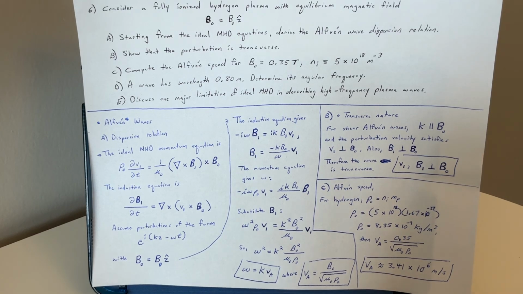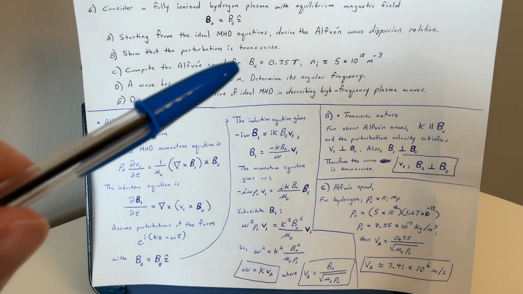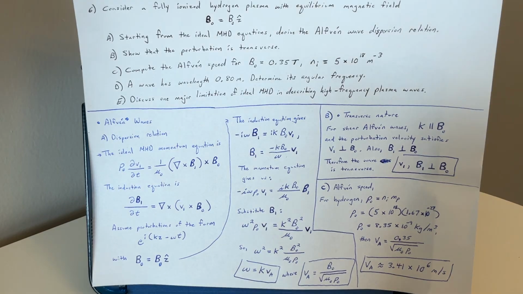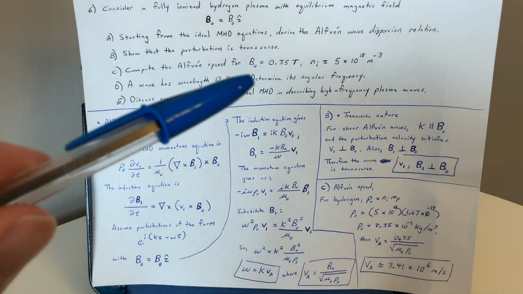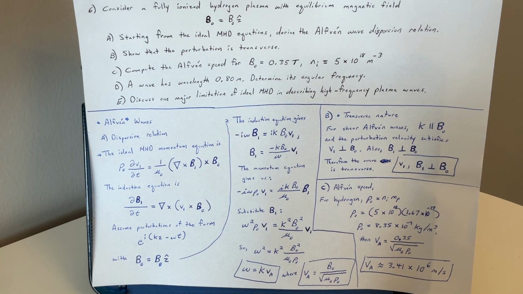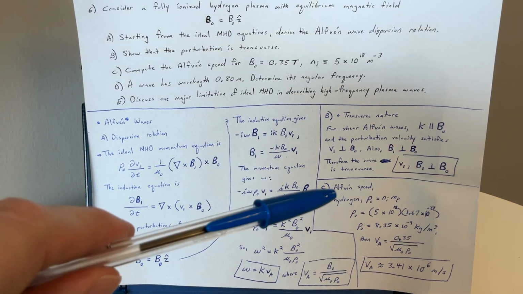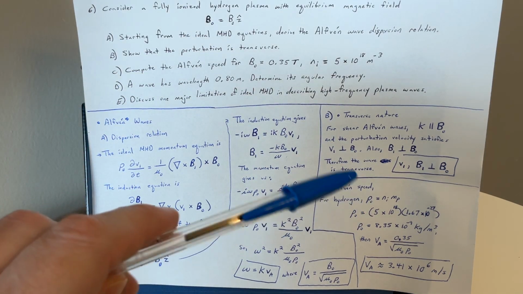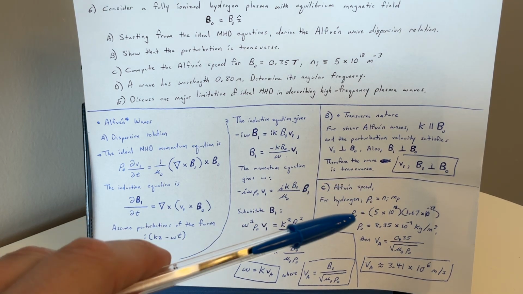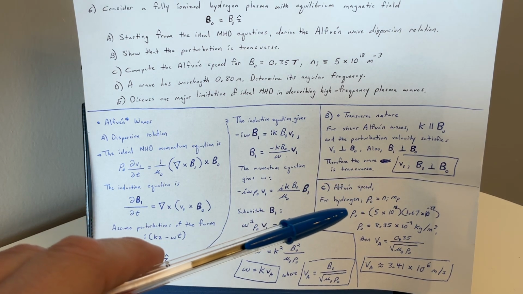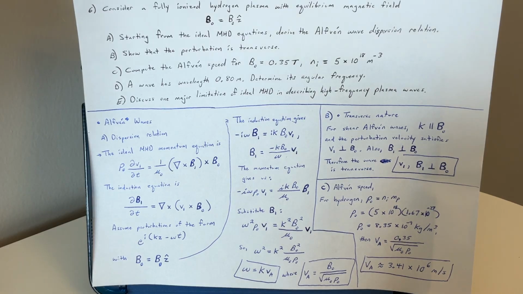For part C, compute the Alfvén speed given B naught equals 0.35 T and n sub i is 5 times 10 to the 18th m to the negative 3. So for hydrogen, our rho naught equals n sub i m sub p. So what we're going to have here is rho naught equals 5 times 10 to the 18th times the quantity 1.67 times 10 to the negative 27th.